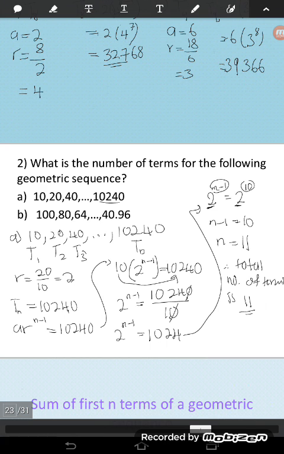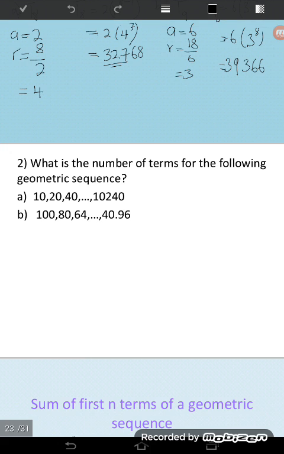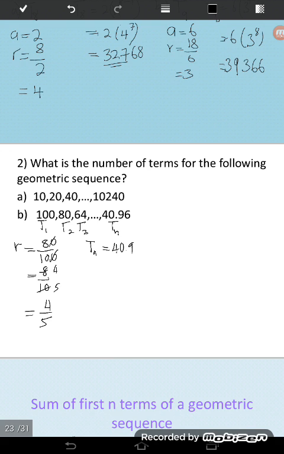Okay, so part B is the same. So for B we have here first term, second term and third term. This one is Tn. So first term is 100. R is 80 divided by 100, which is 8 over 10, divided by 2 is 4 over 5. So R is equal to 4 over 5. This is an example of a fraction, where the common ratio is a fraction. Okay, so Tn is equal to 40.96.